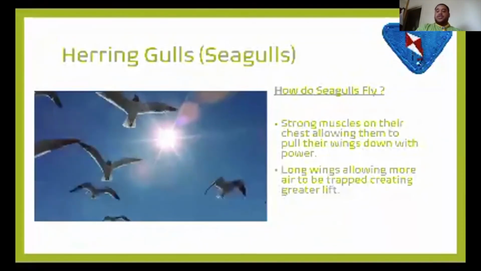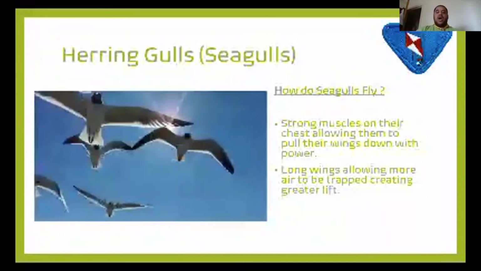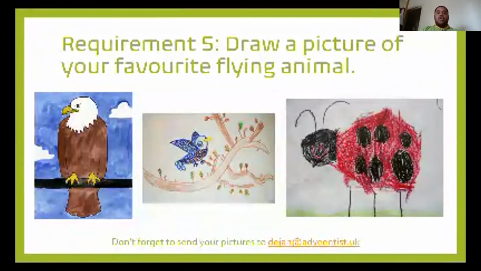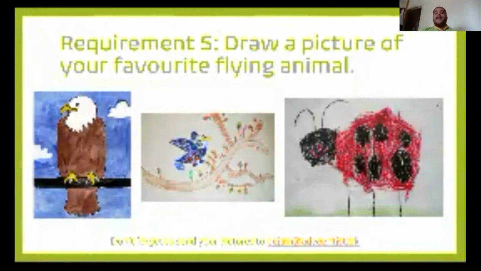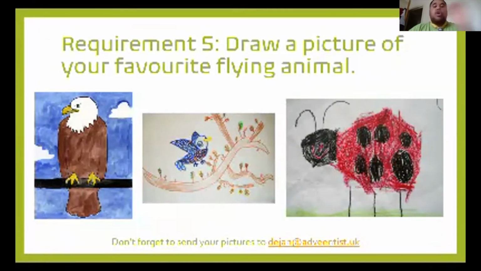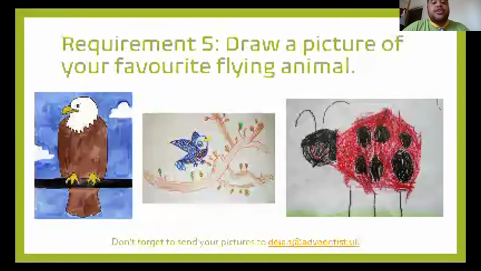Okay, so requirement 5 says, draw a picture of your favorite flying animal. So here are some examples of animals. Okay, an eagle, a bird, a ladybug. I want to see your pictures. So don't forget to draw your pictures and send them through to Pastor Diane so you can share them. Okay, that's very important. Draw your animals and share that with us. I would love to see them.